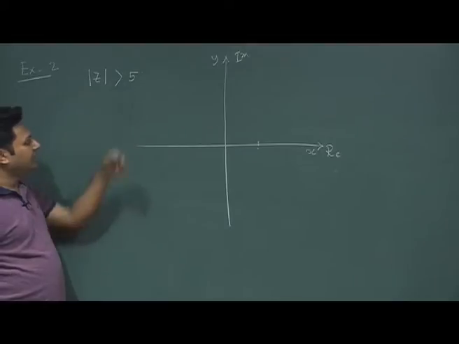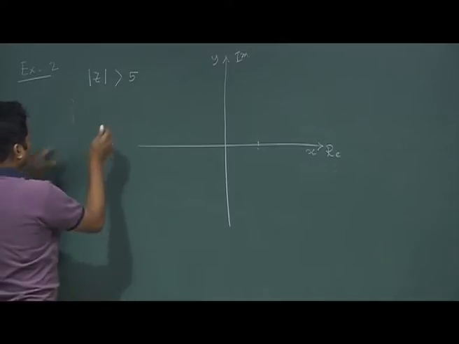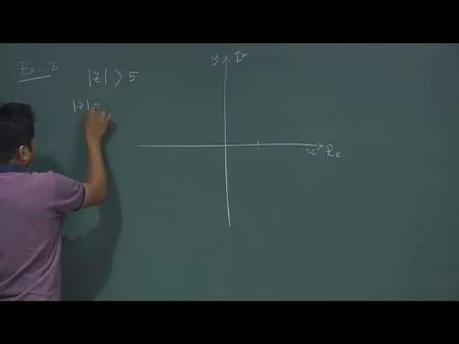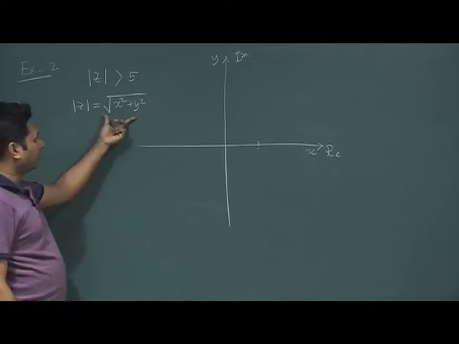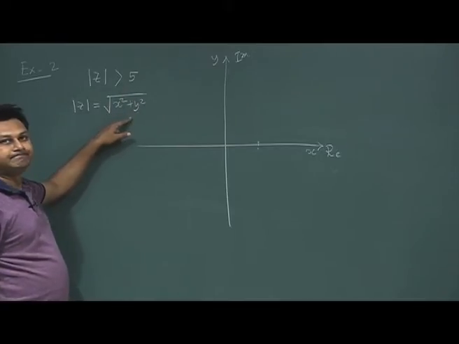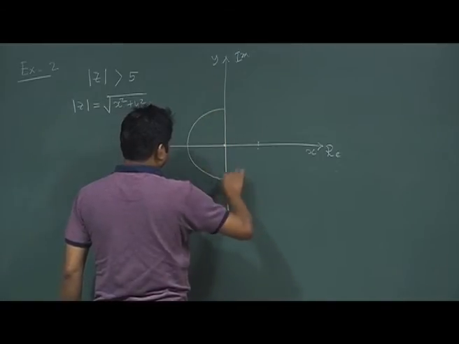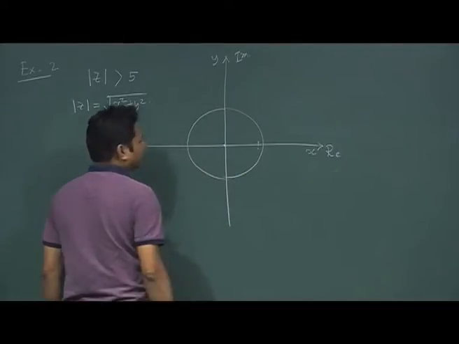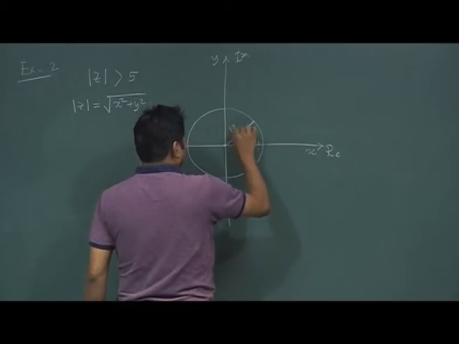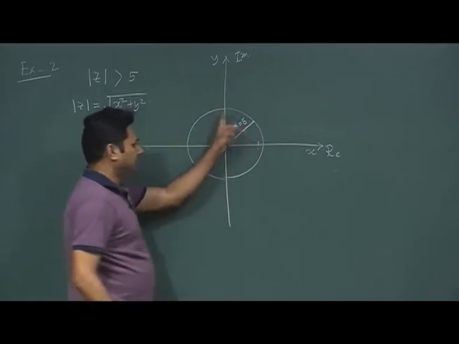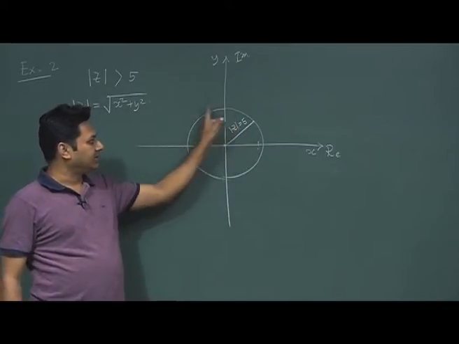What is the region? What is the meaning of mod of z? Mod of z means whatever the point, you can do that meticulously. Mod of z is nothing but root over of x square plus y square. So root over of x square plus y square is greater than 5. So that means I should have a circle here with a radius 5. So this is my circle. Whatever the value of z you have here, mod of z is equal to 5.